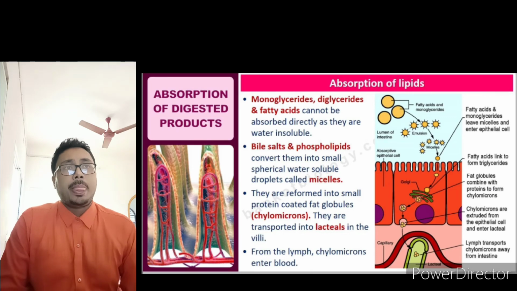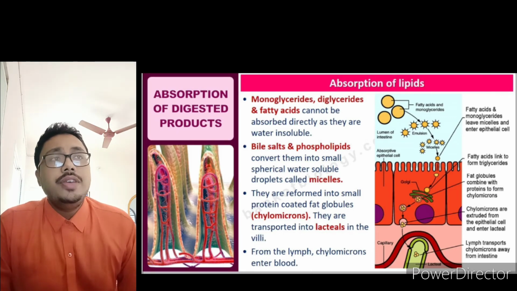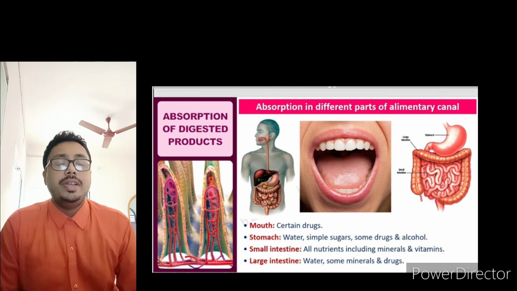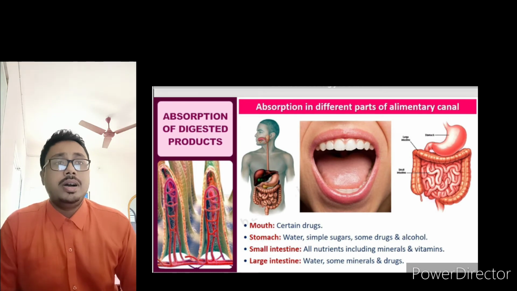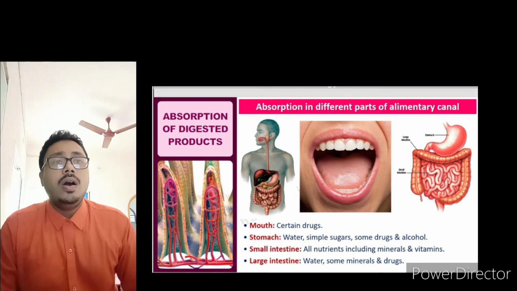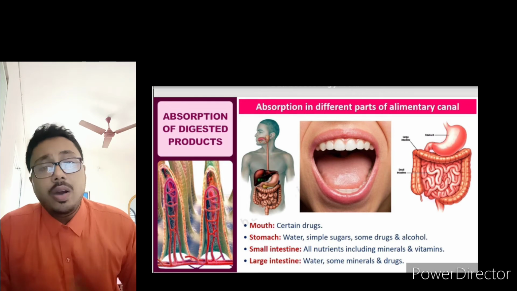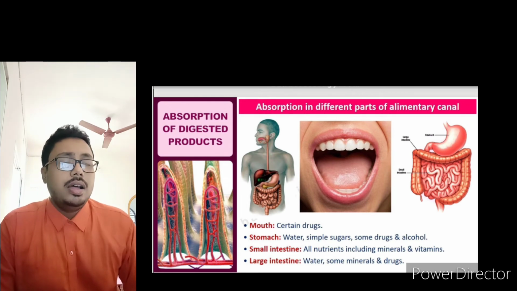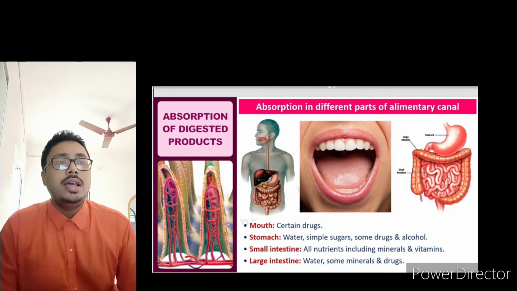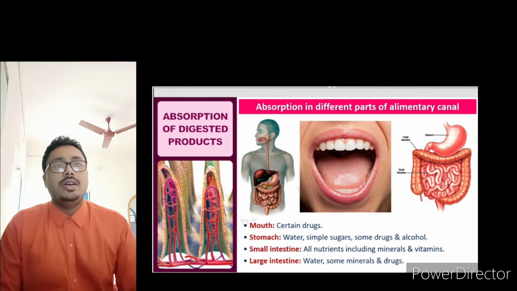Right. Now absorption in different parts of the alimentary canal. See, in the picture: mouth, certain drugs; stomach, simple sugar, some drugs and alcohol. In the small intestine, all the nutrients are absorbed, minerals and vitamins. In the large intestine, only water, some minerals and drugs.